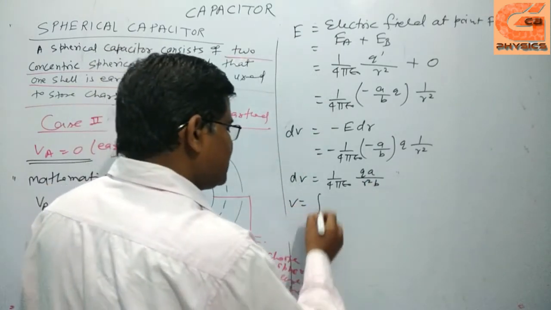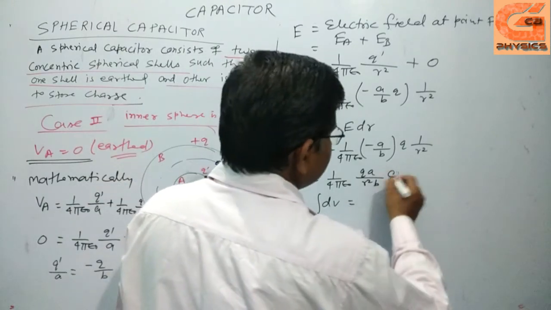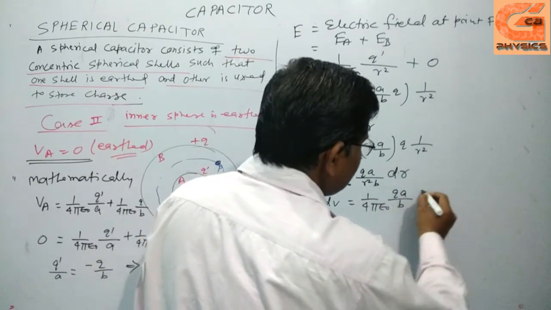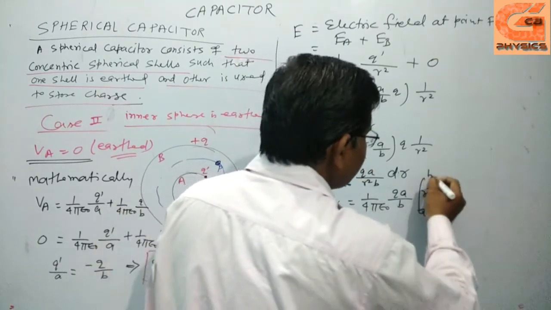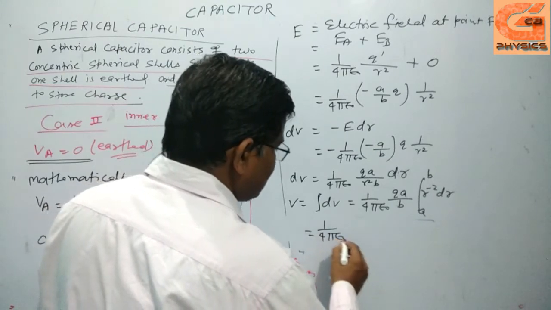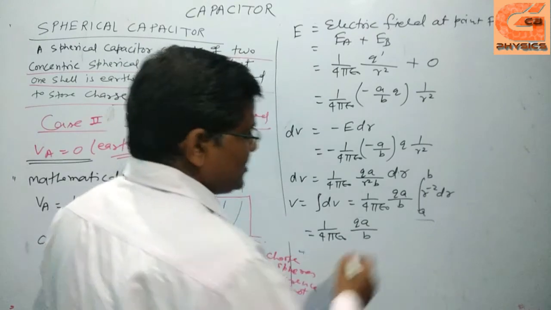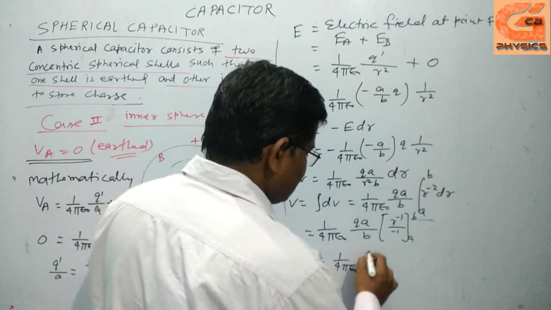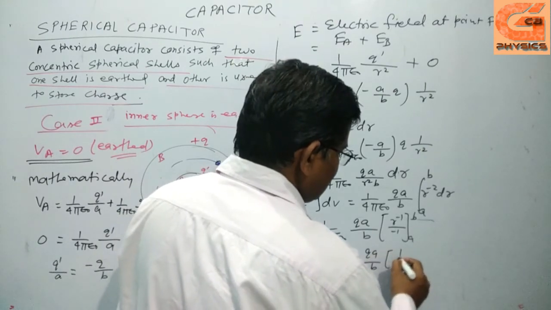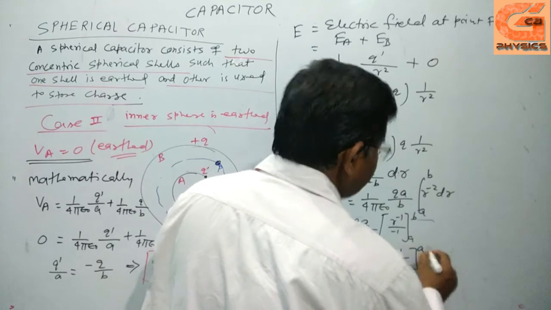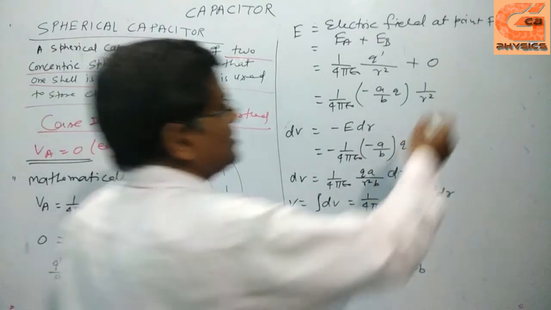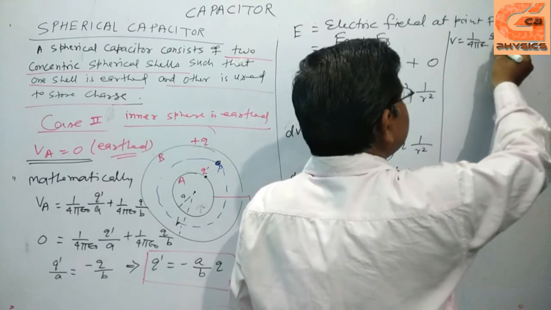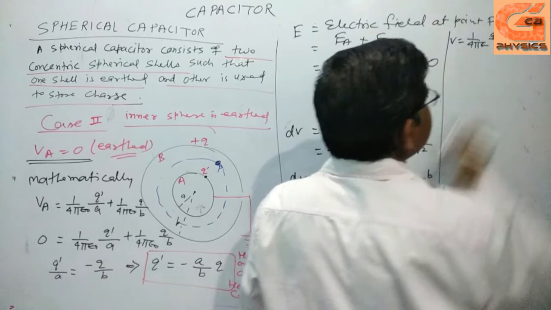Total potential is the integration of dV, which is 1 by 4 pi epsilon naught Q A by B, R to the power minus 2 dR, from A to B. Now 1 by 4 pi epsilon naught Q A by B times R to the power minus 1 by minus 1, from A to B. Just reverse the upper and lower limits, then the minus sign goes away and 1 by R is evaluated from B to A. Then the equation of V is, V becomes 1 by 4 pi epsilon naught Q A by B and 1 by A minus 1 by B.